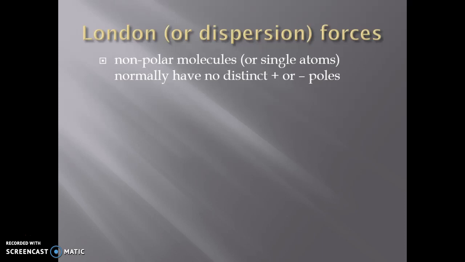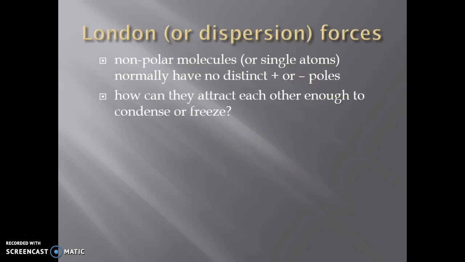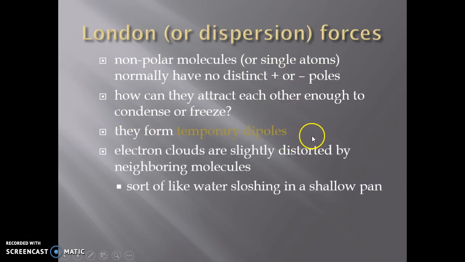The idea here is that, remember, in nonpolar substances you don't have a distinct plus or minus pole, or in the noble gases you don't have a distinct plus or minus side. They're nonpolar, so the electron density is evenly distributed. So what happens in order to get the molecules to attract each other, since there's not pluses and minuses? They form what we call temporary dipoles. And how does that happen? Well, the electrons are going to be slightly distorted by neighboring molecules.